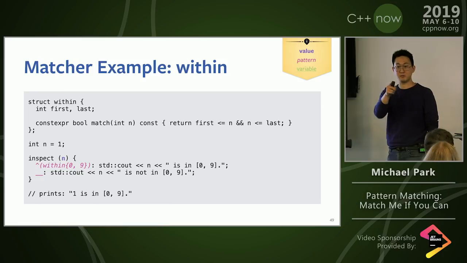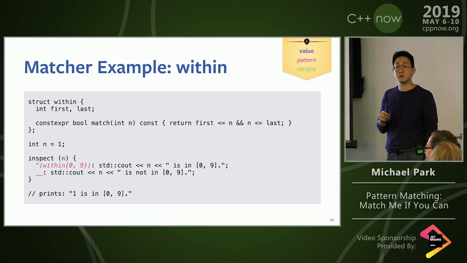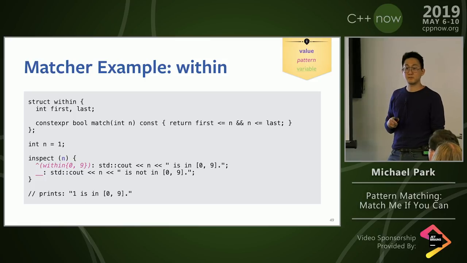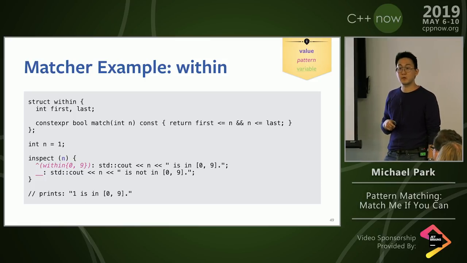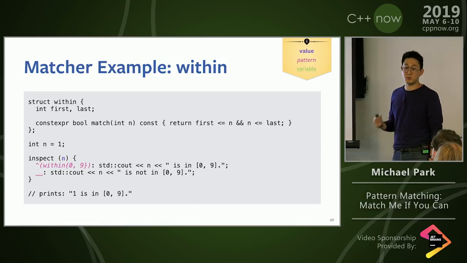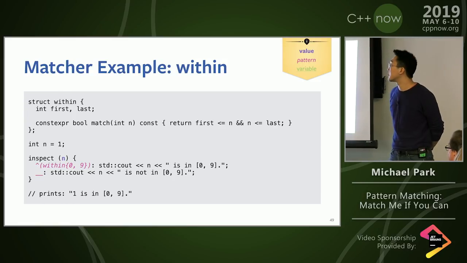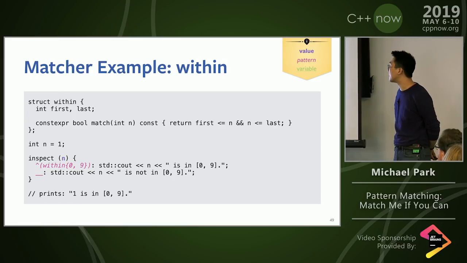In a switch case statement, there is such a phenomenon as fall through. Is there anything similar here? So the question is, switch has fall through, does inspect have fall through? Inspect has no fall through, so it's always one branch only. Can the match function be virtual? Can we use polymorphic matches?